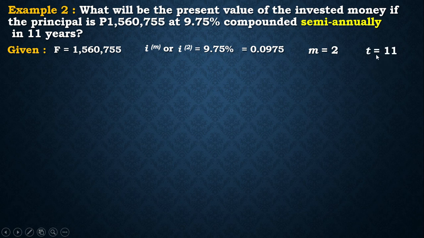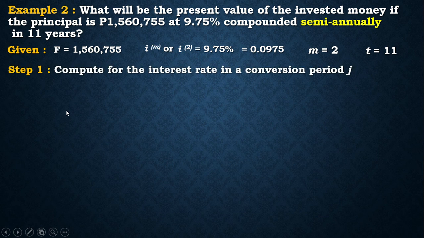And then, ang term natin ay 11 years. So, ito po siya, 11. Now, let's proceed to step number 1. Sa step number 1, we have to compute first for the interest rate in a conversion period of J. Ngayon, ang conversion period of J natin is equal to the nominal rate divided by the frequency of conversion.